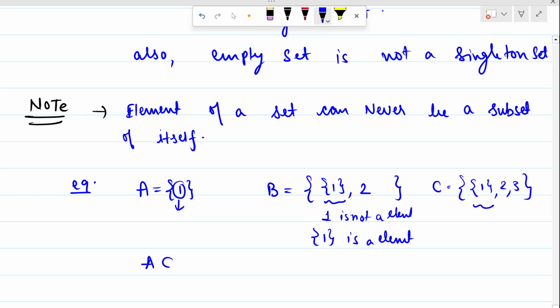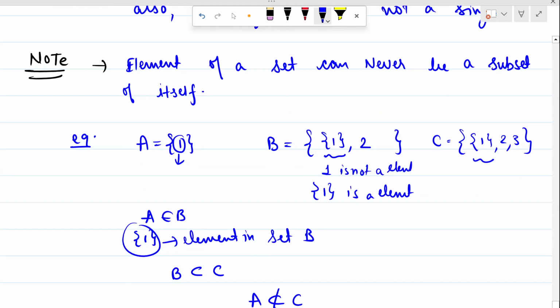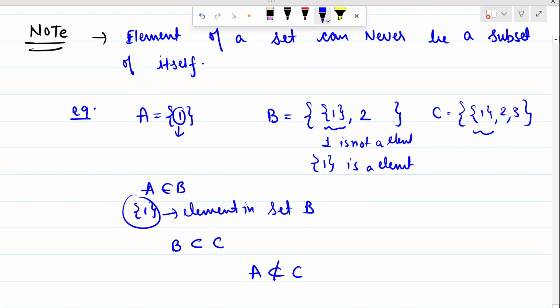So we can say A belongs to B because A is a whole set which is an element in set B. And we can say every element of B is in set C, so B is a subset of C. So from this we can say A is not a subset of C. So the conclusion is an element of a set can never be a subset of itself.